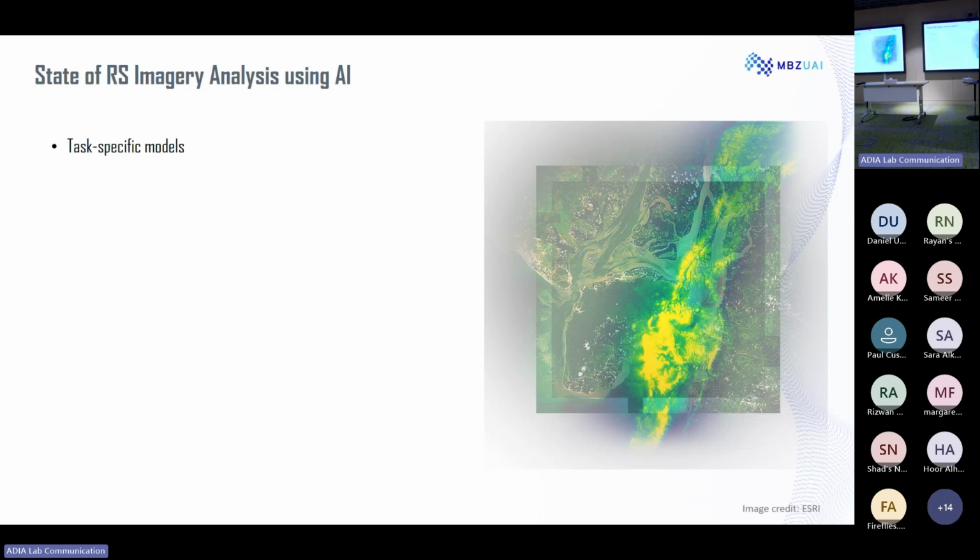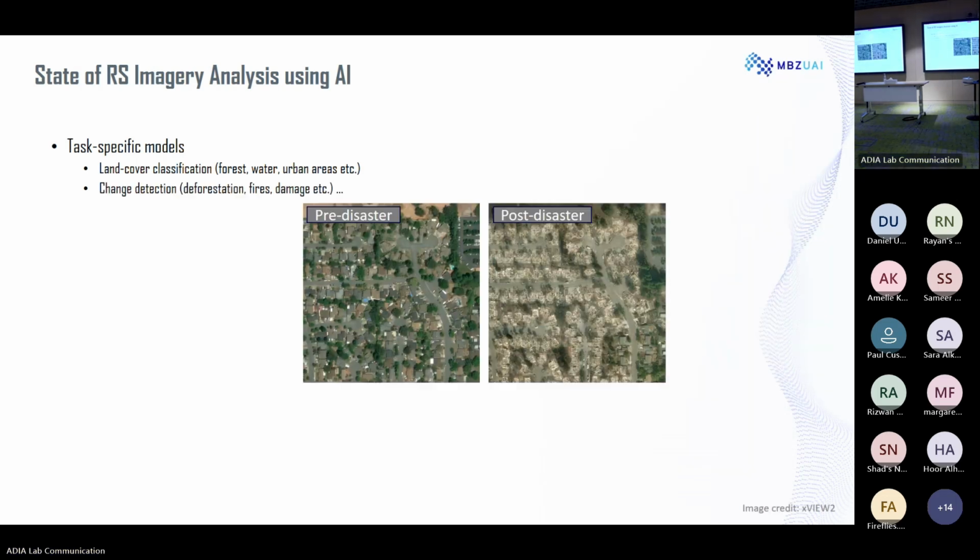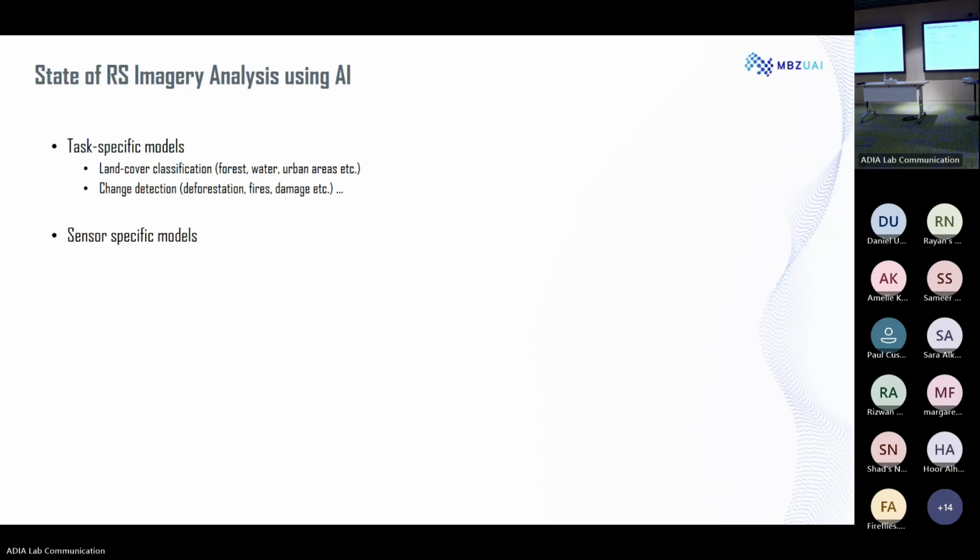really task specific. For example, we can find a model which can only be used for land cover classification. If we give it an image, it will classify whether it is a forest, water, or an urban area, and so on. Another model we can find is for the change detection task. Here the goal of the model is to assess, for example, the effect of deforestation, or tell us how much damage has been done due to disasters like fire and flood, and so on.